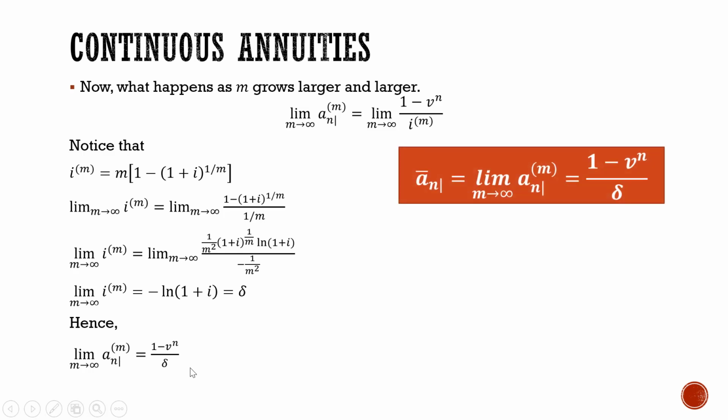So here we have two important formulas. The first one: the limit of this annuity is 1 minus v to the n over delta. Because when m goes to infinity, we make infinite payments, this is a kind of continuous payment. So we have a new notation with a bar on the top. a bar angle n is a continuous annuity, where payments in a year are made continuously.